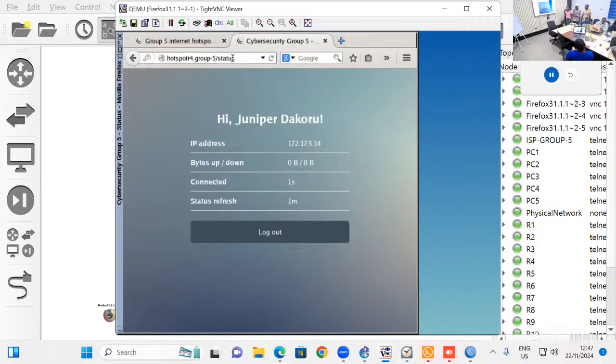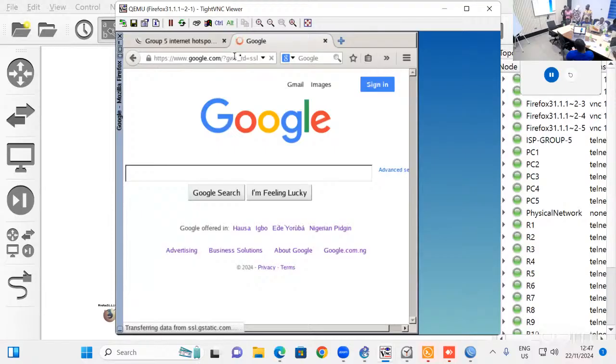Let's check for external connectivity to the internet. So google.com. Okay, Google is responding also. All right. That's a good one also.